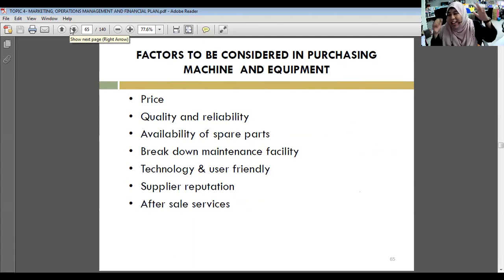This is a question that I can say will come up every semester. What are the factors to be considered in purchasing machine and equipment? We have price, quality and reliability, availability of spare parts, breakdown maintenance facility, technology and user friendliness, supplier reputation, and also after-sales service. These are the factors to be considered in purchasing machine and equipment.